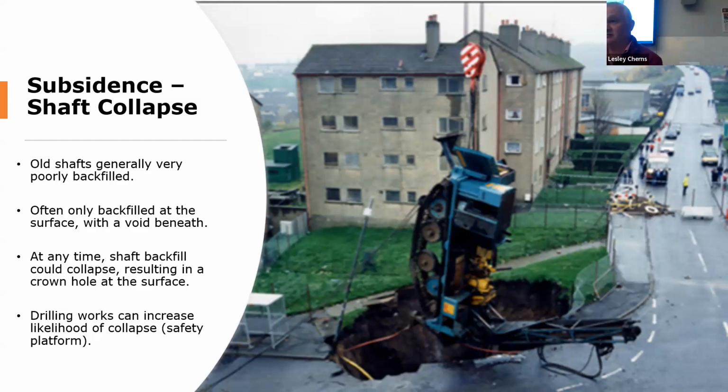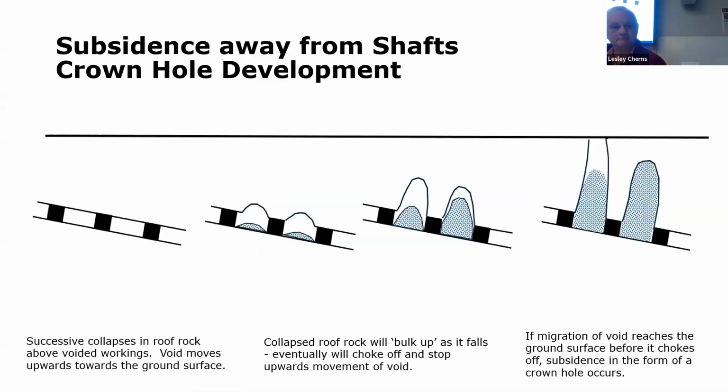That void could be 200 metres deep. Now, at some point, that dram is going to rust, that timber's going to rust, and they're going to give way. And then the whole lot is just going to go boom, and suddenly you end up with a collapse at the surface. And the drilling into fill like this can actually increase the likelihood of that, hence why we use this safety platform we talked about.